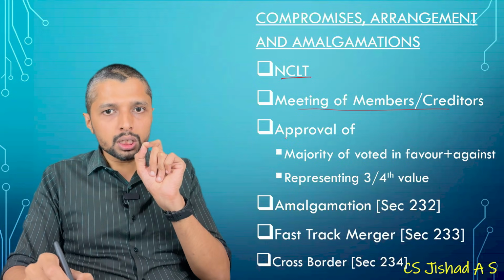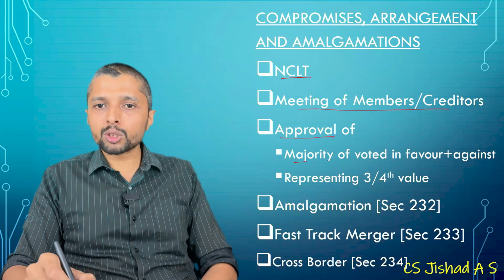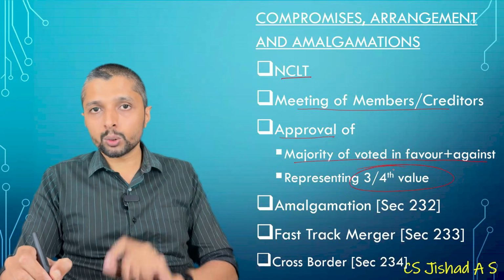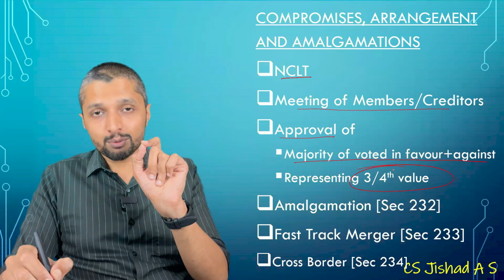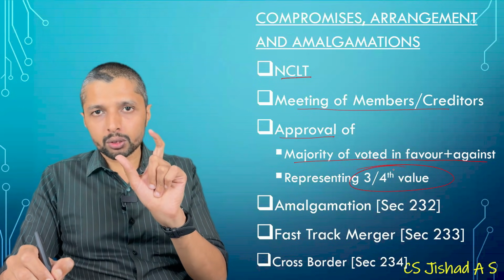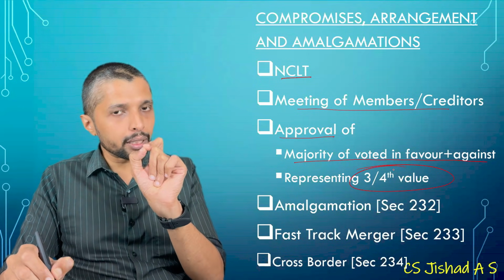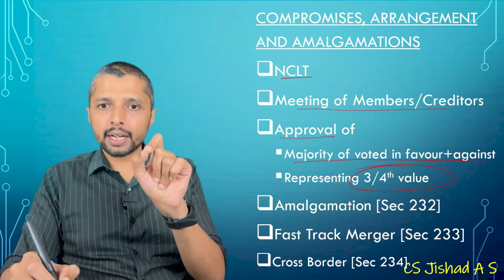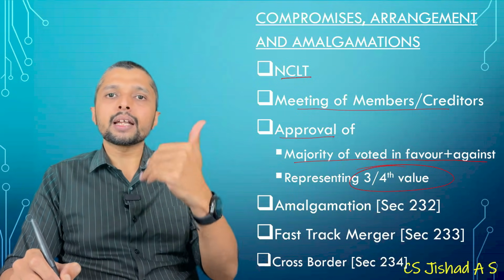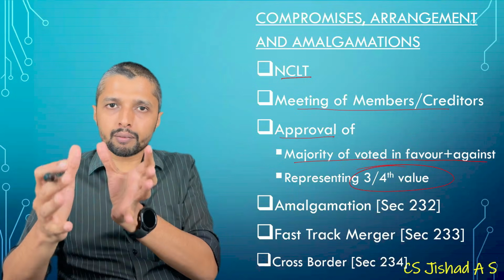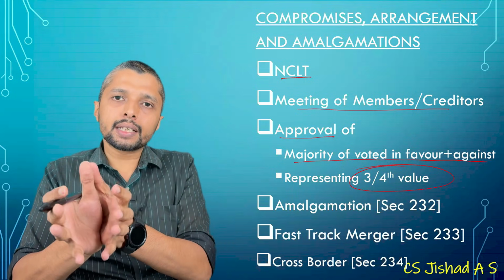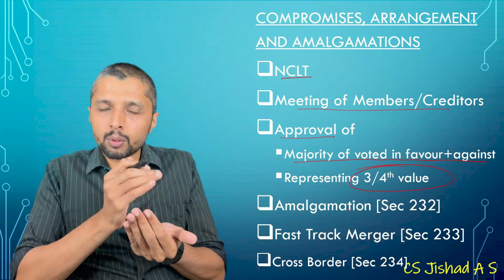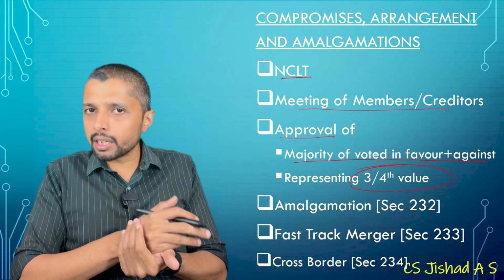As per section 230, you will require the approval of a majority who have voted in favor plus against, representing 3/4 value. I'm sorry, representing 3/4 value. These two approvals will be required: a majority having 3/4 value. In such a case, they can apply to NCLT. Once they have applied, NCLT will direct them to conduct a meeting. Once the approval is obtained in the meeting, NCLT will consider it.